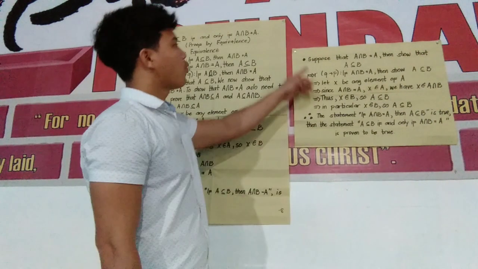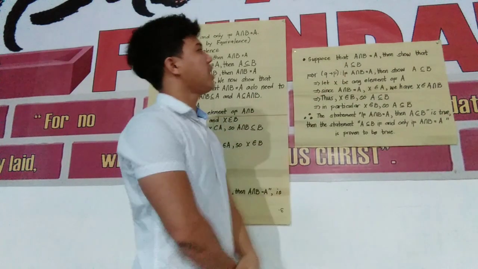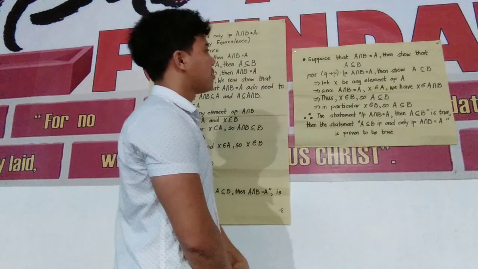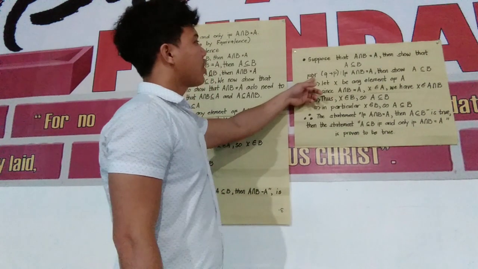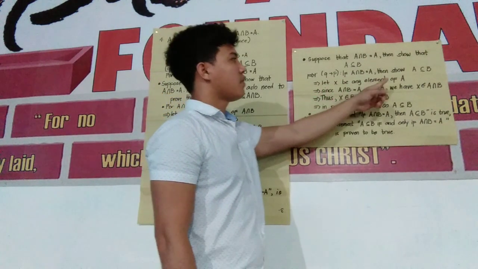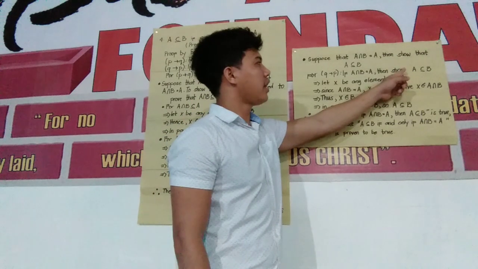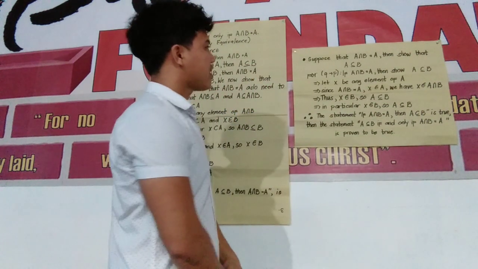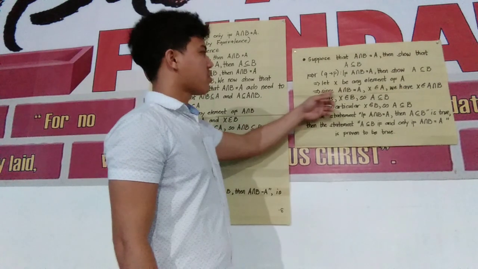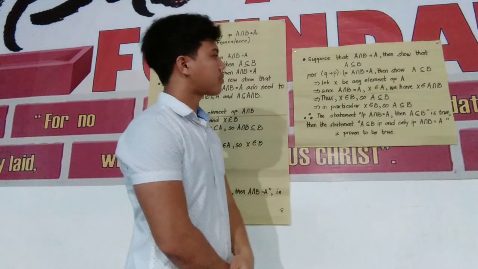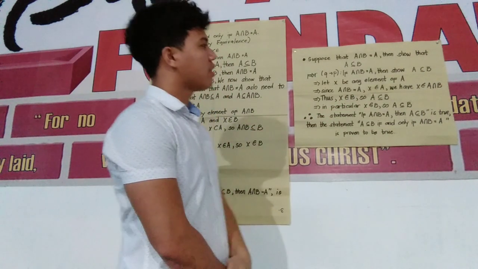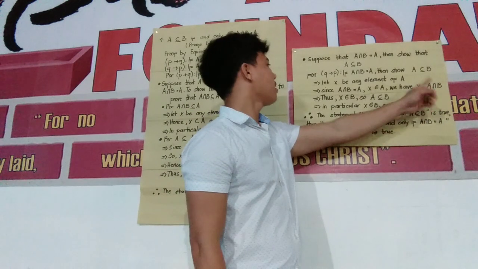Now suppose that the intersection of A and B is equal to A, then show that A is a subset of B. So for Q implies P, if A intersection B is equal to A, then show that A is a subset of B. Let X be any element of A. Since the intersection of A and B is equal to A, X is an element of A, so we have X is an element of the intersection of A and B.